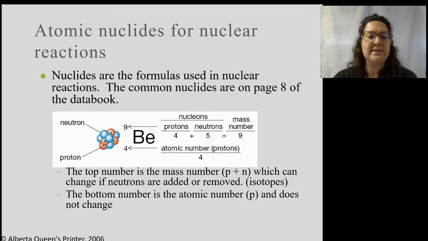So, nuclides are the formulas used in nuclear reactions. The common nuclides are on page 8 of your data booklet. This will give you the mass as well as the formula of different nuclides. The top number is the mass number, which is the protons plus the neutrons, which can change if neutrons are added or removed, which would form different isotopes. The bottom number is the atomic number and does not change. So the bottom number is what's going to identify which element we are dealing with.